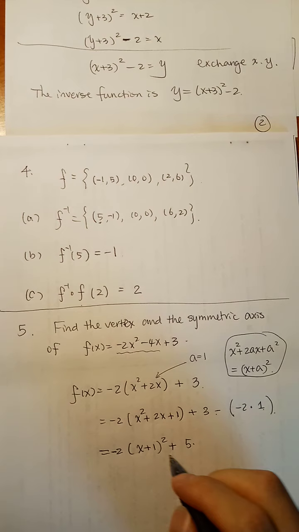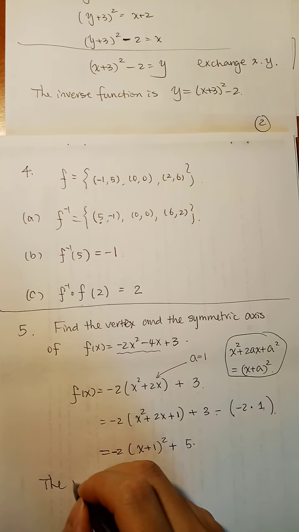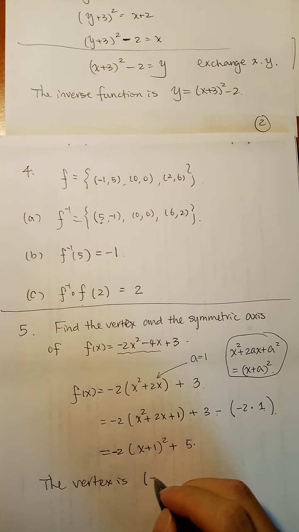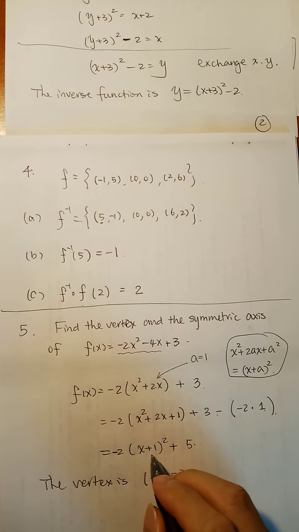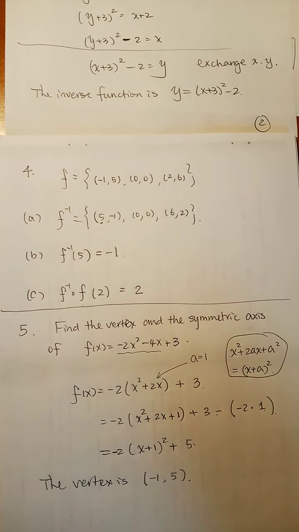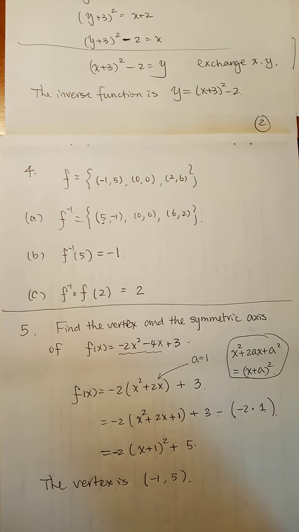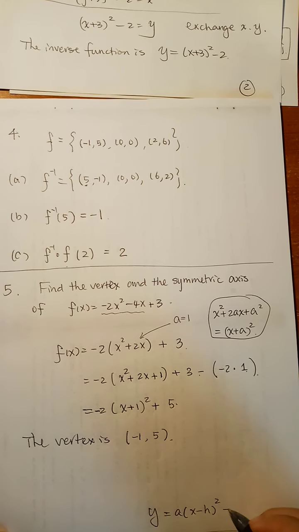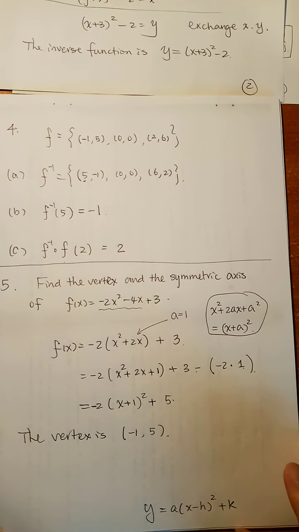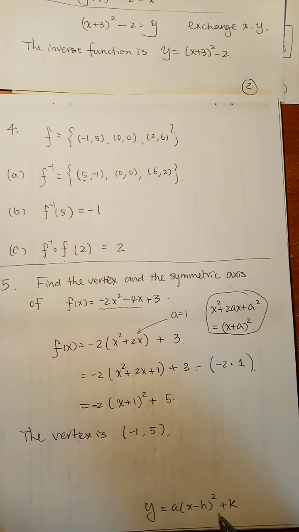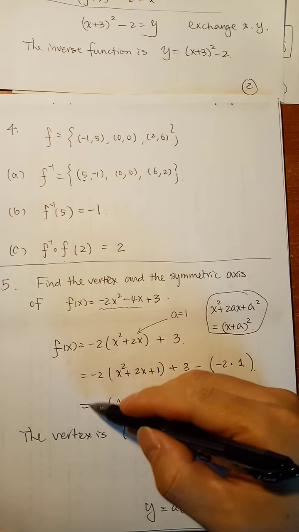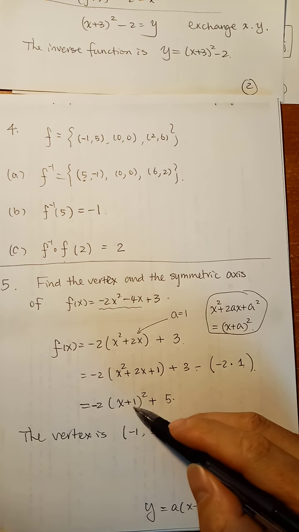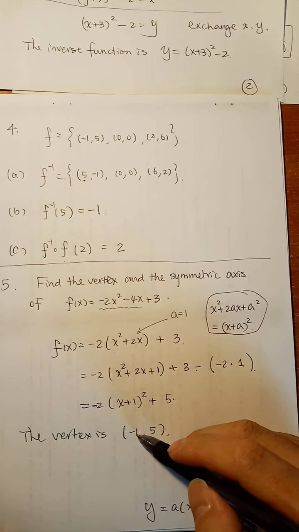Okay, and then from here we can read the vertex. Be careful, the vertex is -1, 5. In the vertex formula, it's a times (x minus h) squared plus k. So here a is negative, and it's x minus -1, so it's a plus, so it's -1 and 5.